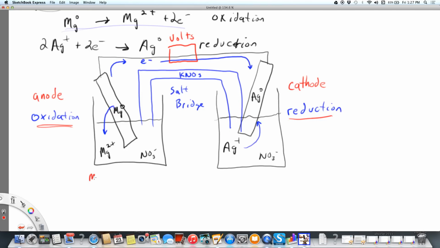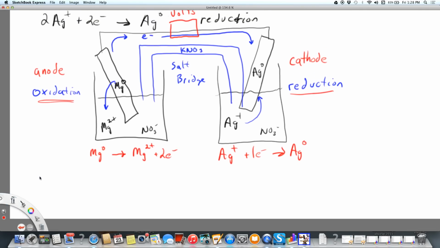So magnesium is being oxidized. It's losing 2 electrons. And that, again, is on the left. And on the right, we have silver, which is gaining electrons to become silver metal. Okay, so oxidation on the left, reduction on the right.